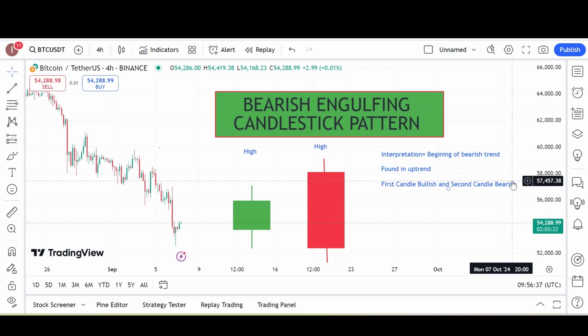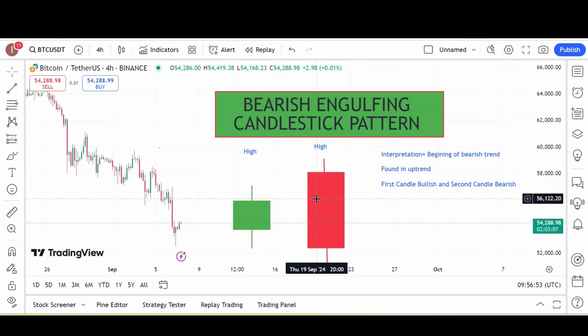The bearish engulfing candlestick pattern occurs when a green candlestick is fully engulfed by the next bearish candlestick. As you can see in the diagram, the green candlestick appeared first, and after that, a red candlestick appeared that engulfed it. The interpretation of this candle indicates the beginning of a bearish move, which means the sellers are in the game and the buyers have left.